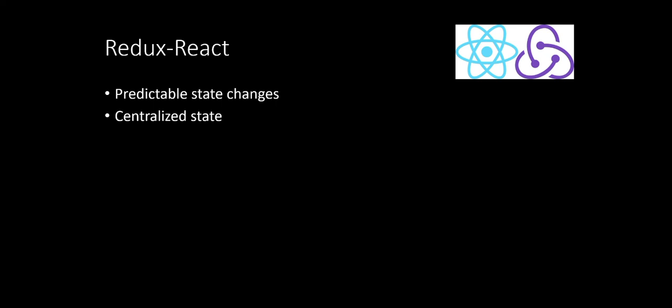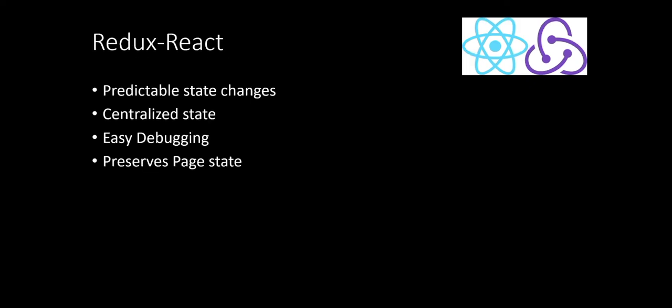And the debugging is really easy. It is also known as time travel debugging. It can track where, when, why, and how your app's state changes. So that is the biggest advantage of using Redux. It is also flexible, works with any UI layer, and has a large ecosystem of add-ons to fit our needs. It also preserves page state.